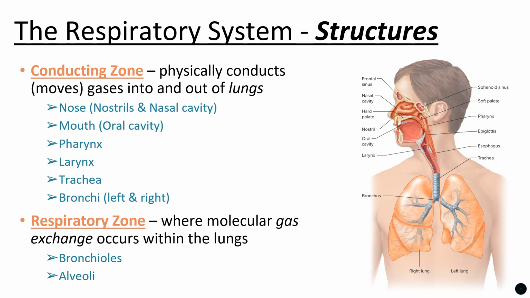So the conducting zone is going to physically conduct gases into and out of the lungs. The structures that are going to be involved in this are going to be the nose, the mouth, the pharynx, the larynx, the trachea, and the bronchi. And the respiratory zone is going to be where that molecular gas exchange actually occurs within the lungs. So this is where we're actually trading carbon dioxide and oxygen from those capillaries into the alveoli and then up and out. And the structures that are going to be involved in this are going to be our bronchioles and our alveoli.